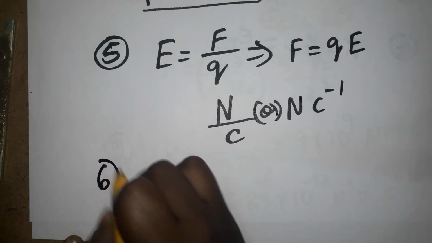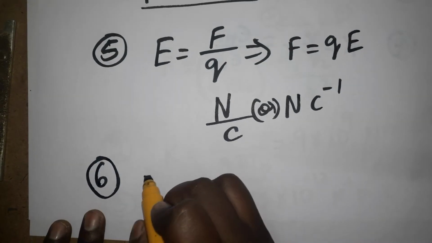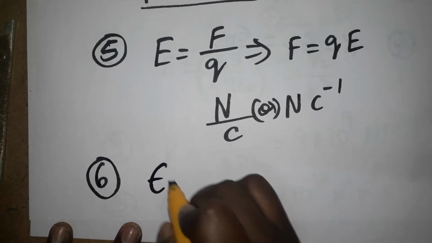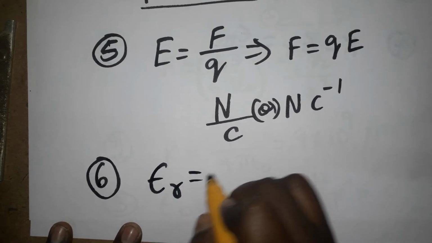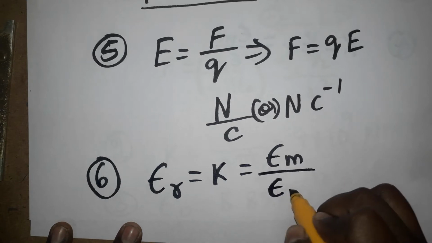The next one, the sixth formula, is relative permittivity. You can write it as epsilon r, otherwise K. It is the permittivity in the medium divided by the permittivity in air.